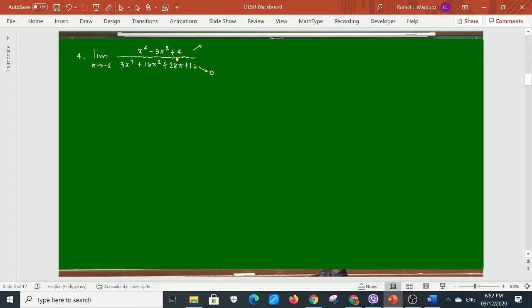So let's see if the numerator is also 0. 16 minus 5 times 4 plus 4. So it is also 0. So this takes the indeterminate form 0 over 0. Okay, guys? So that's indeterminate form.